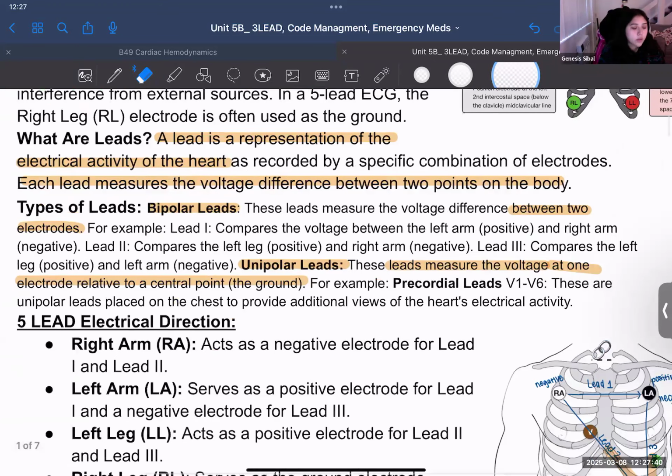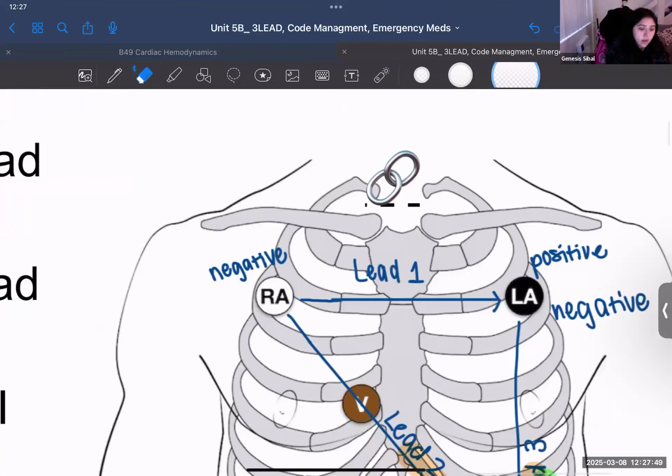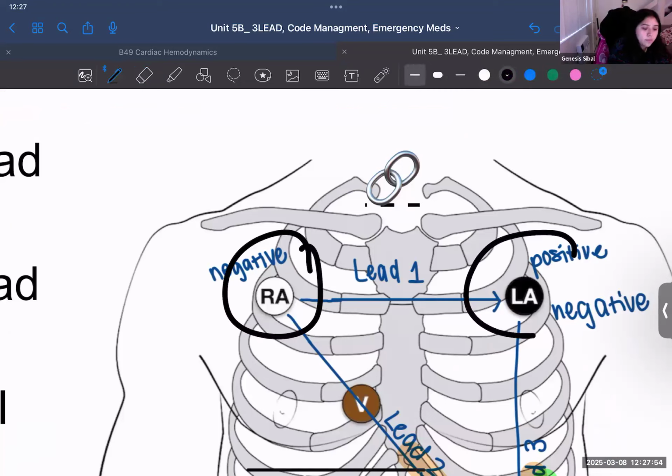So when we're breaking it down within a five lead, let's talk about lead one. It compares the voltage between the left arm, which is positive, and the right arm, which is negative. So right here, these two are your lead one. Notice how it's going from a positive to a negative. You always have to have a negative and positive correlation, because that's how electrical activity works. Within the system, you go negative to positive. It's kind of like with batteries too. So that's where your lead one is coming from.